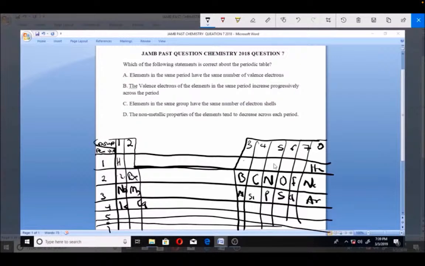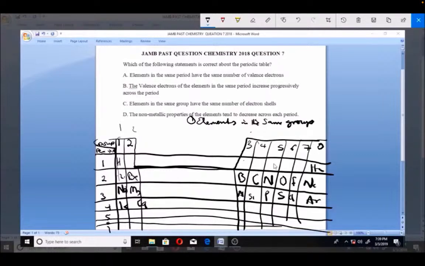So I want you to notice something. These are the groups, group 1, group 2, 3, 4 going down. So all the elements in the same group have the same number of valence electrons. So what are the characteristics of the periodic table? Number 1 is that elements in the same group, like hydrogen, lithium, sodium, and potassium, all of them have the same number of valence electrons.